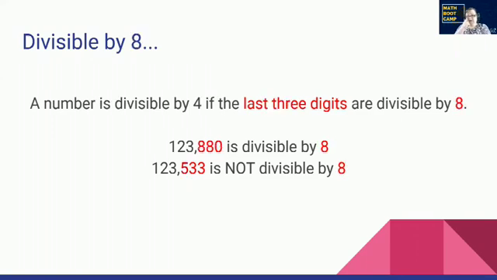And what about divisibility by 8? Divisibility by 8 is if the last 3 digits form a number that's also divisible by 8. So in our first example, 880 is divisible by 8, 110 times. 533 is not divisible by 8. So for that second number, the whole number is not evenly divisible by 8. So 2, 4, 5, 8, 10, all very similar rules. And if you practice them for a bit, you'll catch on.